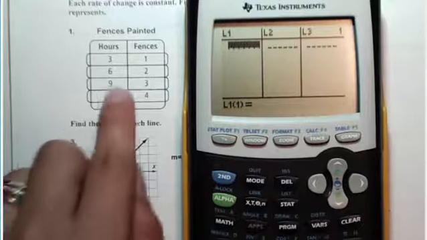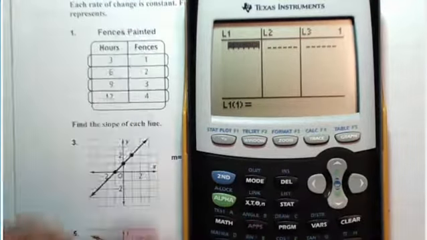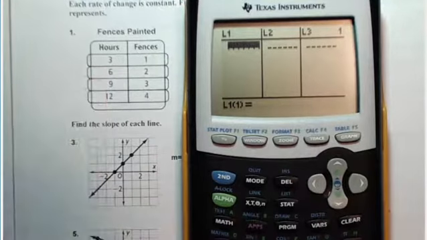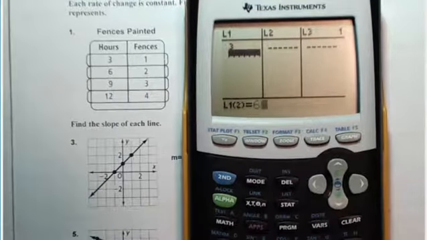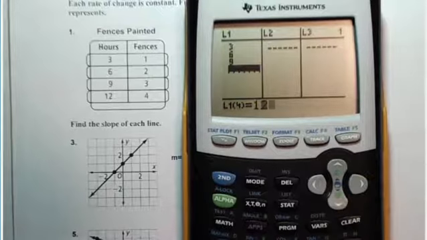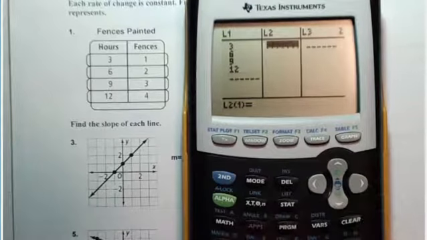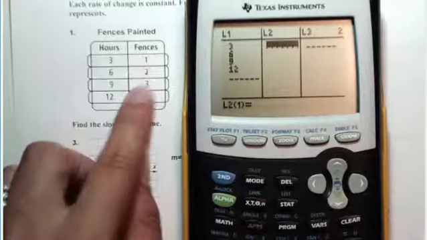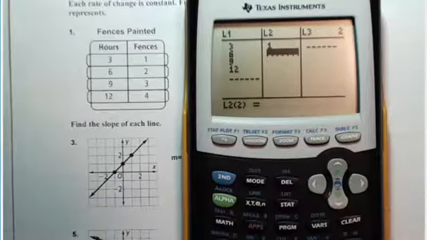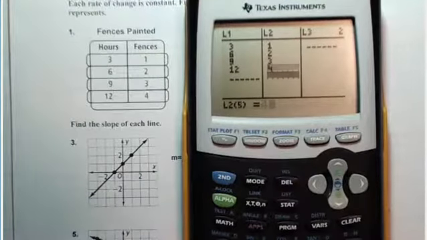Now let's enter in the first one, because again your homework wanted you to find the slope. So I'm going to enter in 3, enter, 6, enter, 9, enter, 12, enter. And the y values are 1, enter, 2, enter, 3, enter, 4, enter. Again, I have 4 and 4, so I know I did that correctly.